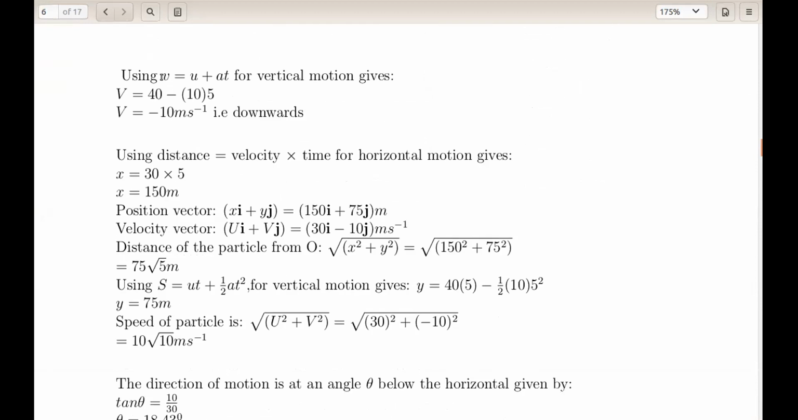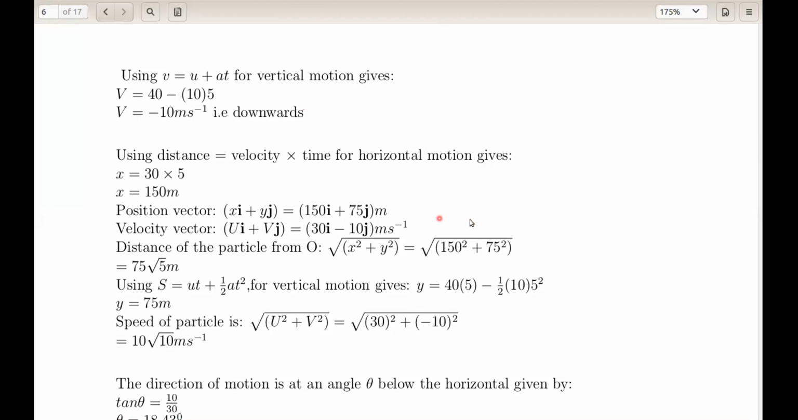So using our first equation of motion, we realize that we can get the vertical component, which I called V, which is 40 minus 10, then times 5. So the vertical component is negative 10 meters per second. This negative simply shows us that the body was coming downwards. That's why the negative means that in that case. It was projected upwards, but it was on its way coming down. I'm going to show you the diagram, what I mean by that.